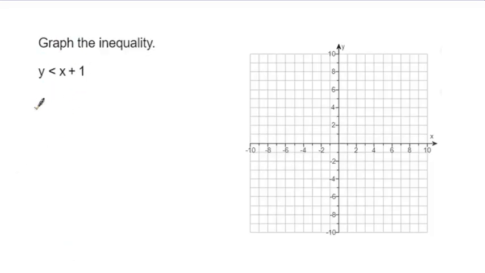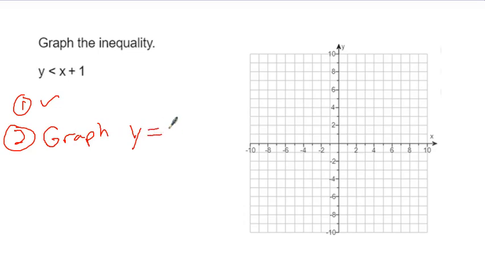So here's an example here. Now step 1 is already done for me. The inequality is already solved for y. So I'm going to skip to step 2, which is let's graph this as if it were an equation. So we're going to graph y equals x plus 1. So graph this as if this were an equation instead of an inequality.